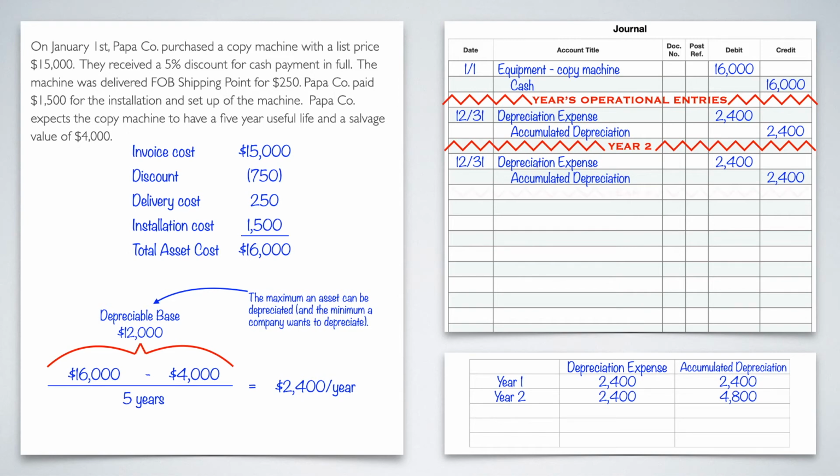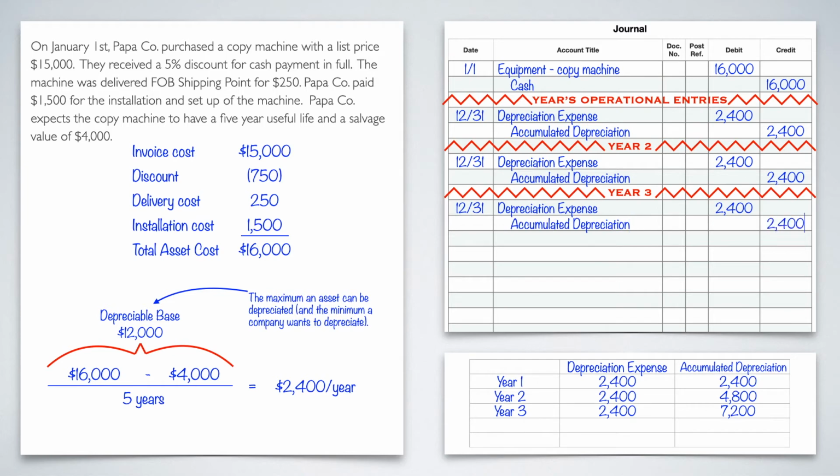All right, year 3, same thing. Year 3, we're going to put 2,400 into depreciation expense and also put it in accumulated depreciation, which adds to what's already there, 7,200. Our depreciation journal entry is going to be 12/31. Same thing, depreciation expense 2,400, accumulated depreciation 2,400.